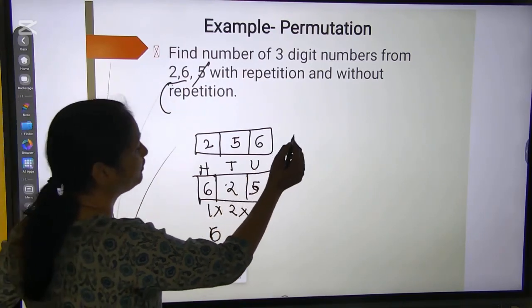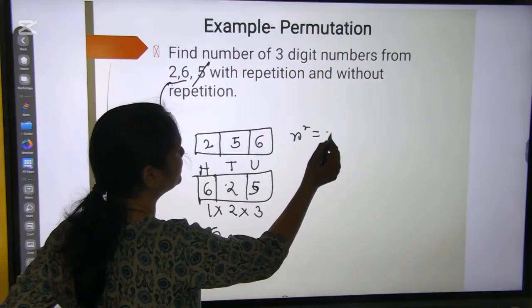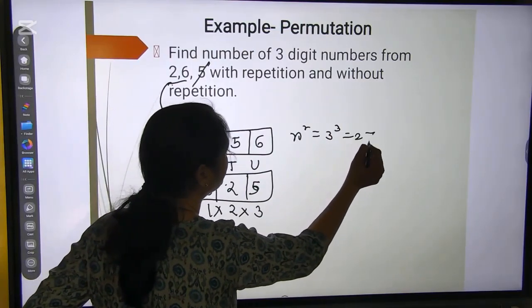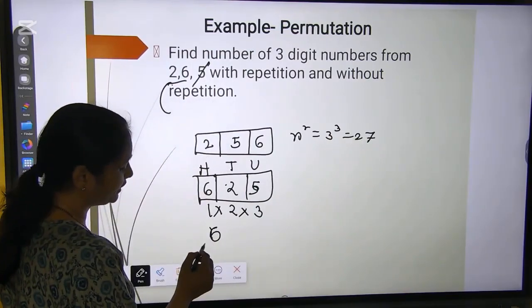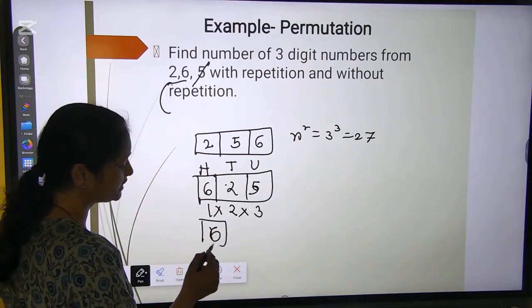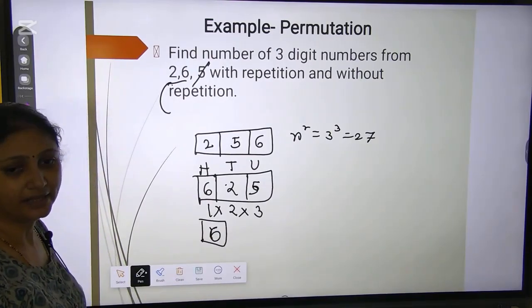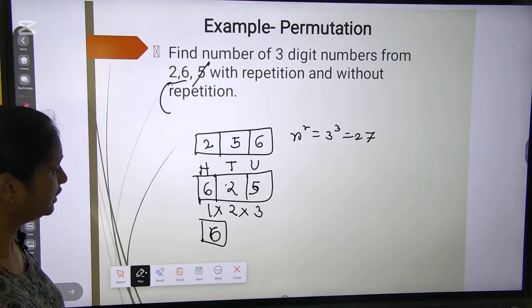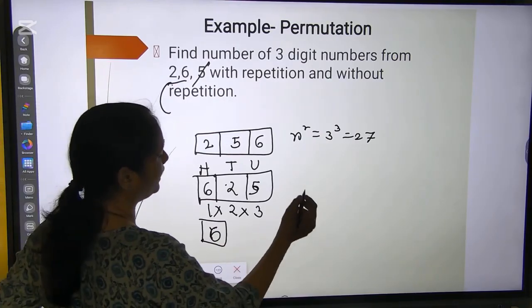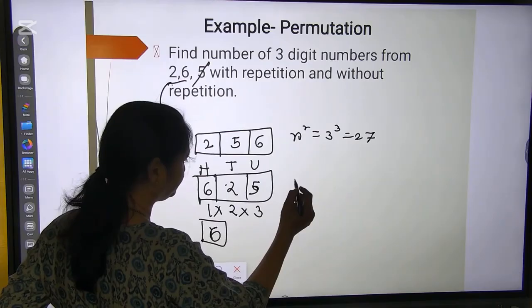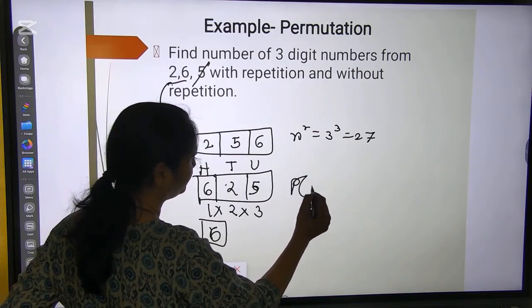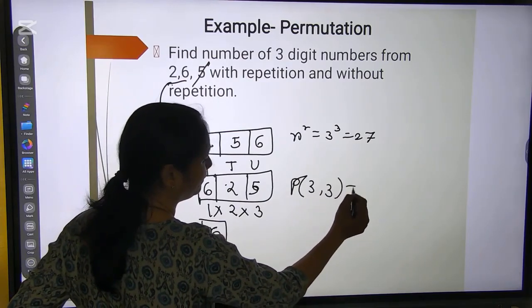With repetition we have n raised to r, that is 3 raised to 3 equal to 27 numbers. But without repetition we have only 6 3-digit numbers. So this can be done using the formula also, P of 3 comma 3.